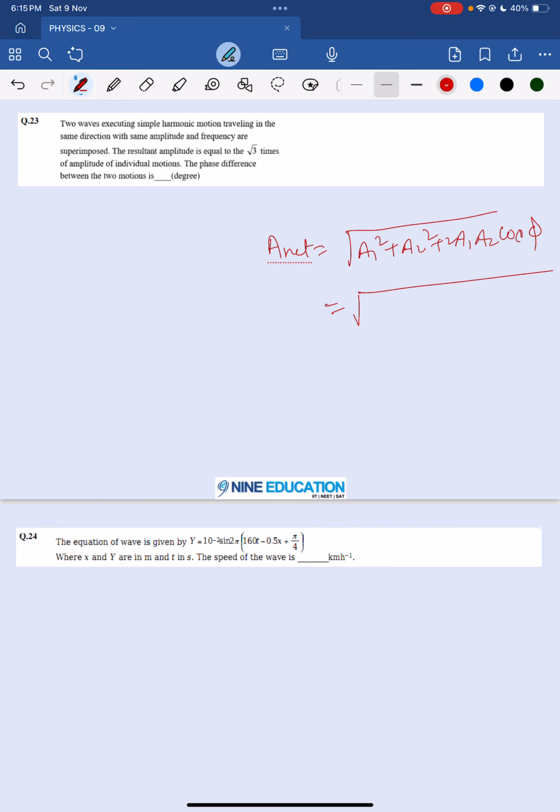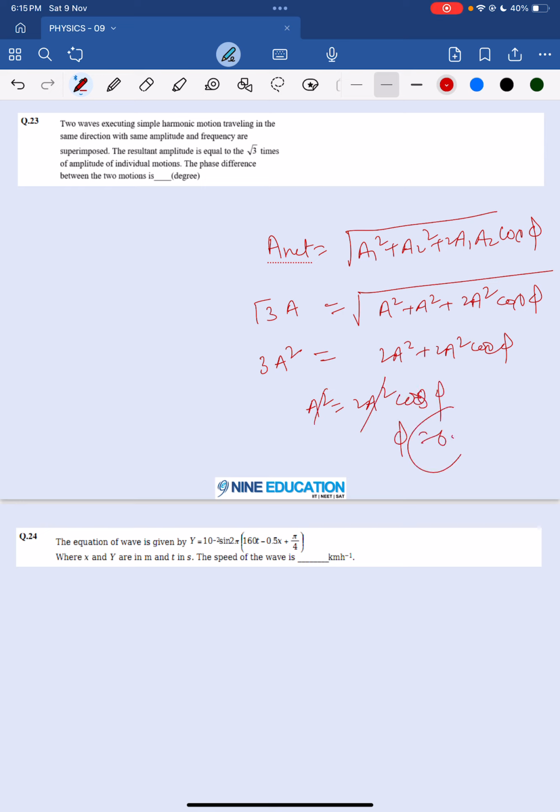So this is going to become a square plus a square plus 2a square cos phi, correct? So we get 2a square plus 2a square cos phi, and on the other side they are saying the resultant is root 3 times a. Squaring, this becomes 3a square, which means a square equals 2a square cos phi. Yes or no? So cos phi will be 1 by 2, phi will be 60 degrees, correct? What is the next one we are having now?